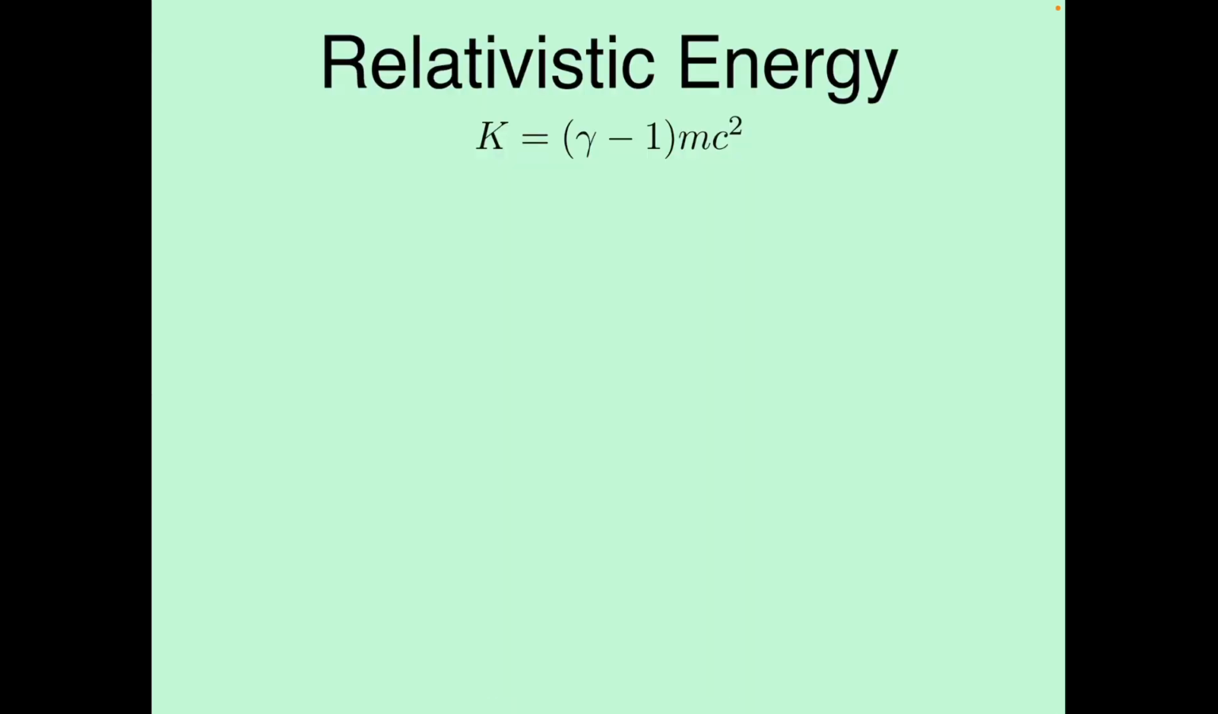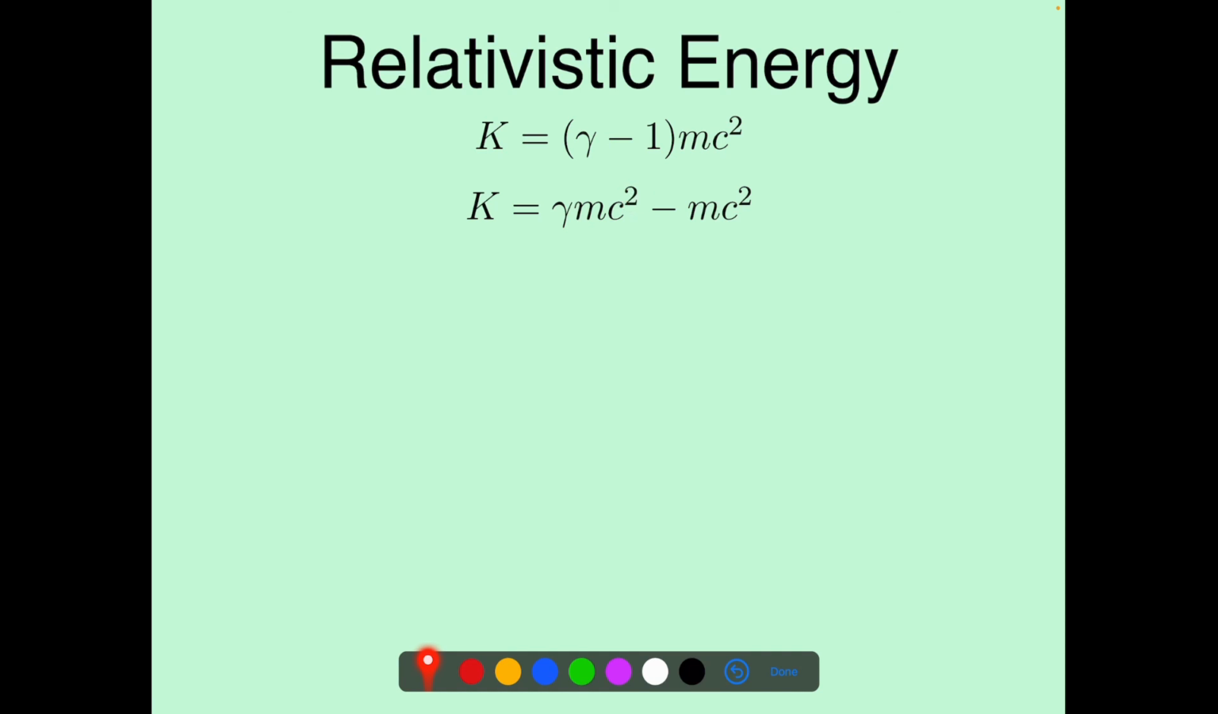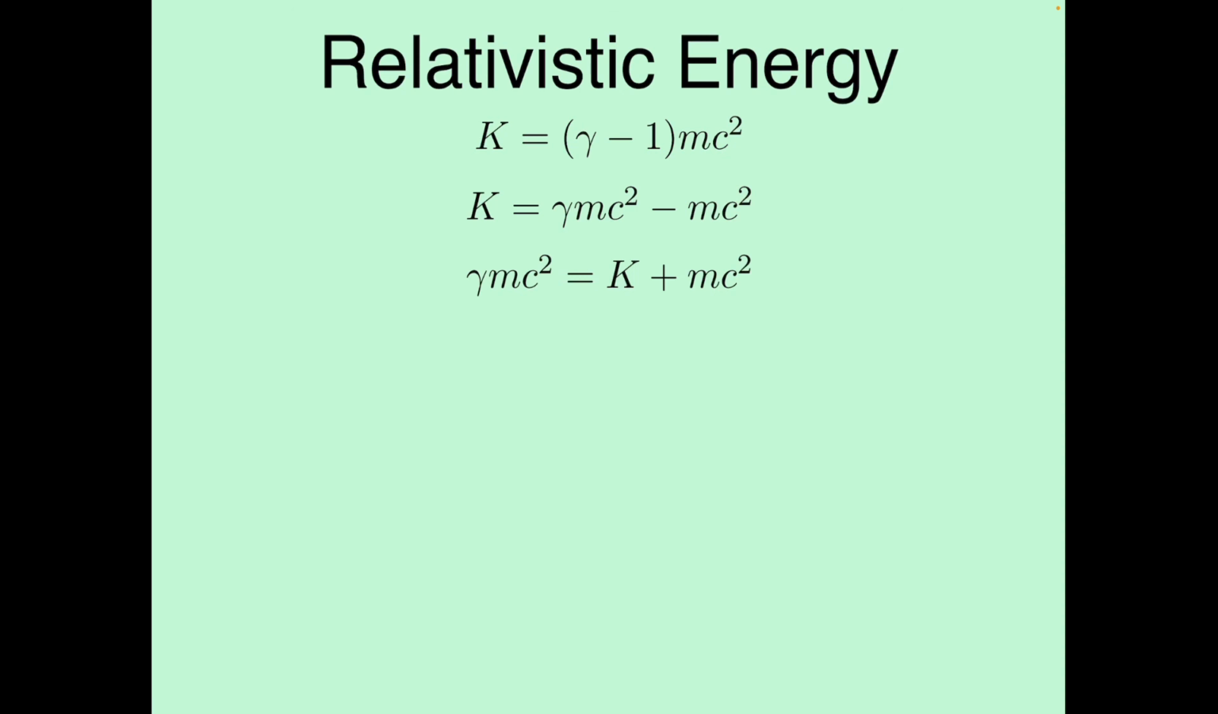So let's take a closer look now at relativistic energy. Kinetic energy, the energy associated with motion, is given by (gamma minus 1) times mc squared. Let's distribute the mc squared into the parentheses. So we have K equals gamma times mc squared minus mc squared. Let's rearrange the terms by adding mc squared to both sides, and what we have is gamma times mc squared is equal to K, the kinetic energy, plus mc squared.